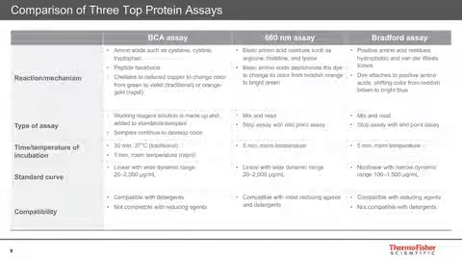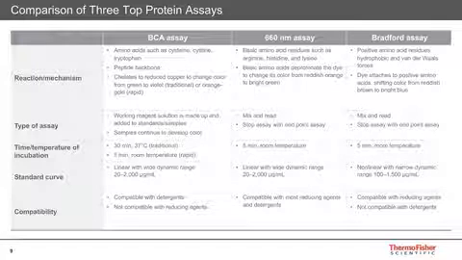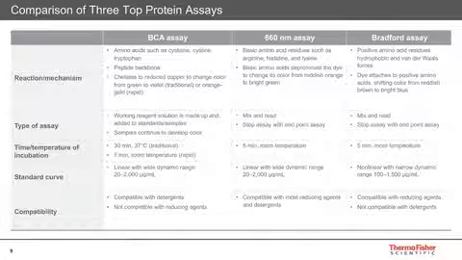Now for the BCA, amino acids such as cysteine and tryptophan reduce copper 2 to copper 1. More importantly, the peptide backbone also reduces copper 2 to copper 1. This in turn chelates with the BCA chelator and changes the color from green to violet. As the protein concentration increases, your violet color intensity also increases.